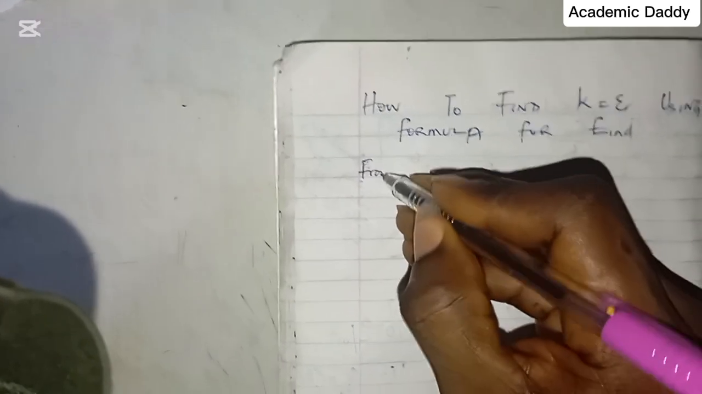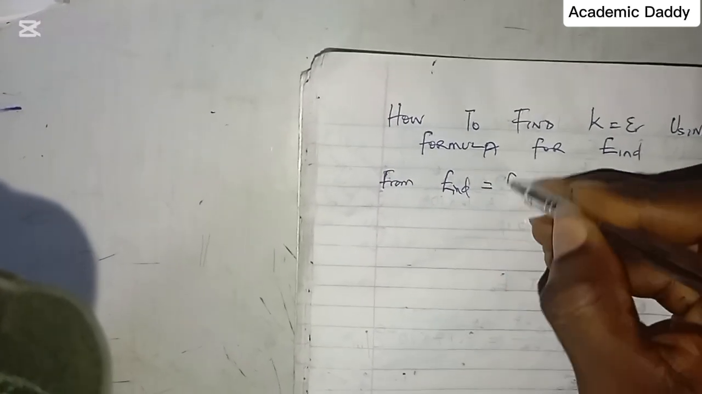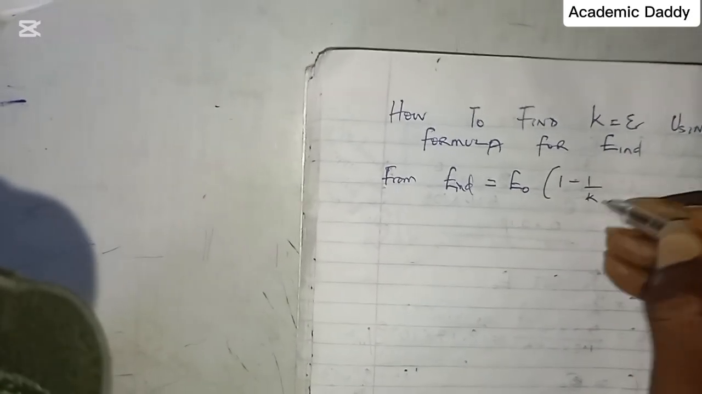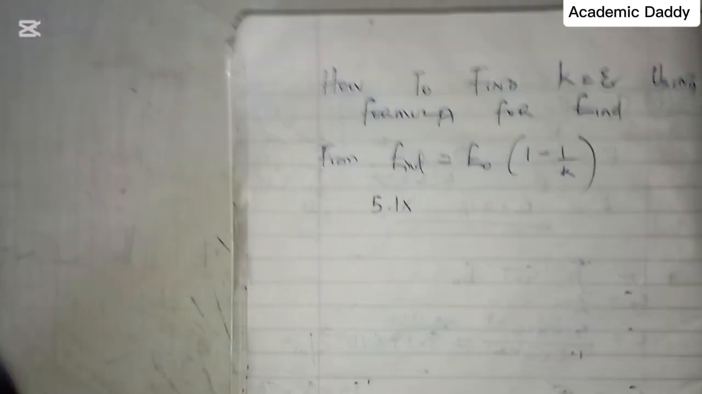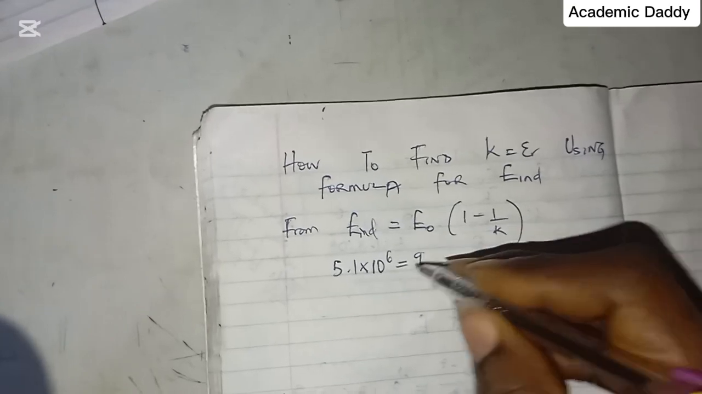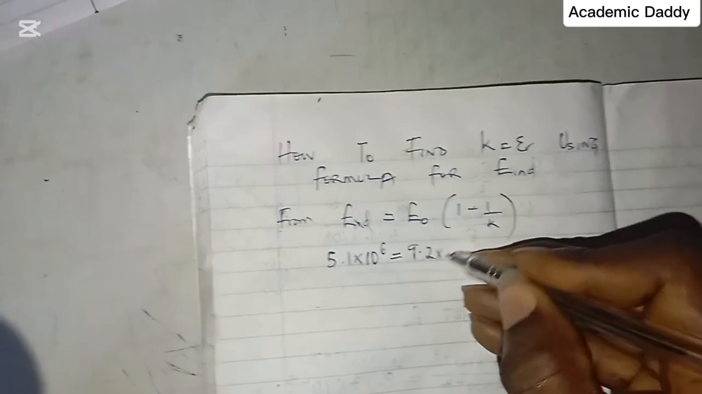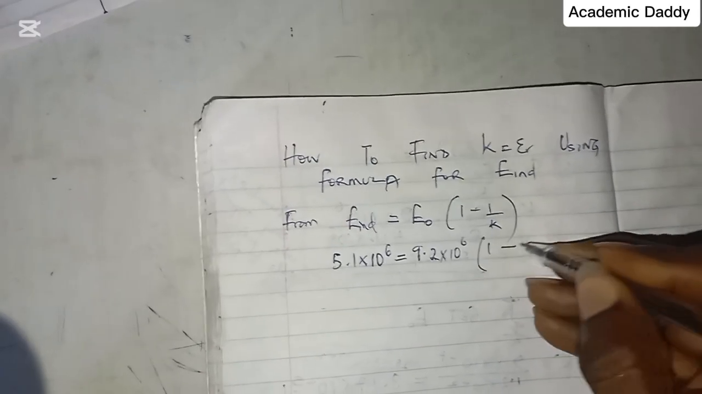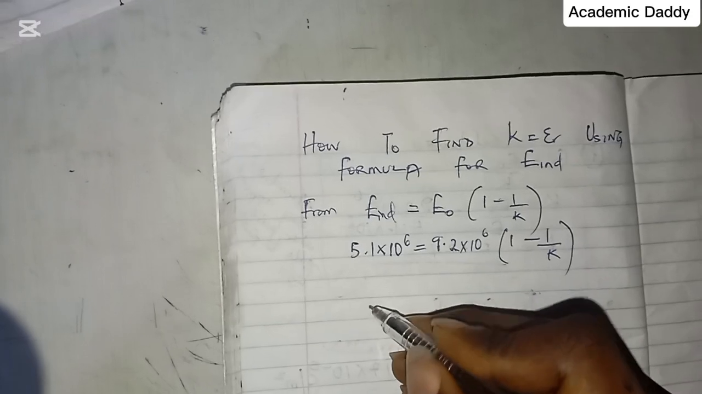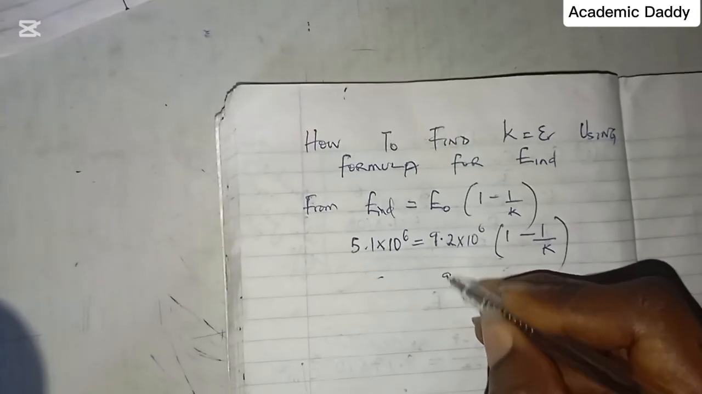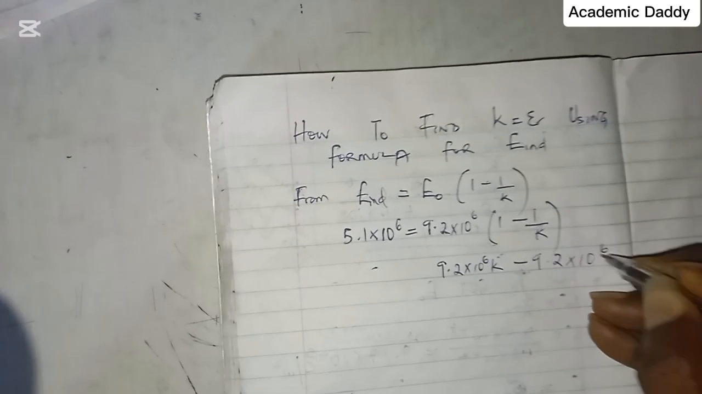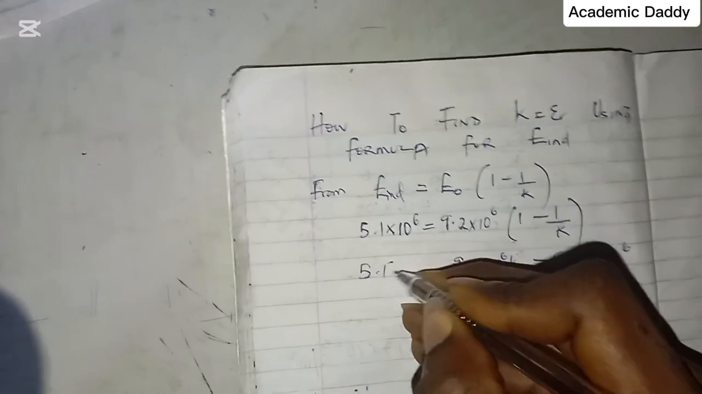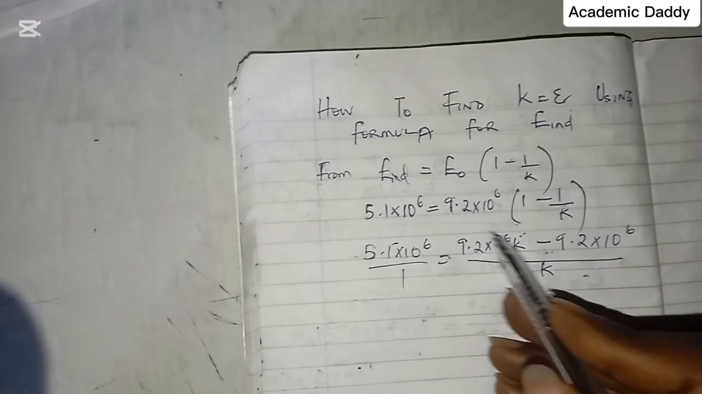So we can now say from E induced, we've already proved all these things, turn into 1 minus 1 over K. We have that E induced is 5.1 times 10 raised to the power 6 equals to E initial, that is initial electric field, 9.2 times 10 raised to the power 6 into 1 minus 1 over K. So that you now have, doing LCM, 9.2 times 10 raised to the power 6K minus 9.2 times 10 raised to the power 6 all over K equals to 5.1 times 10 raised to the power 6 all over 1. That is taking LCM.